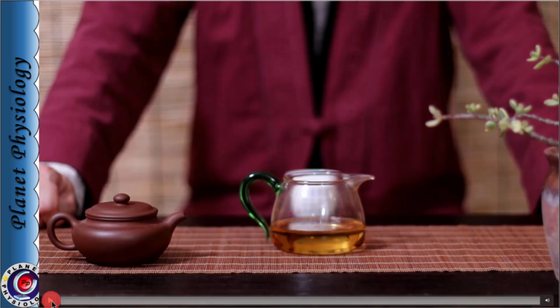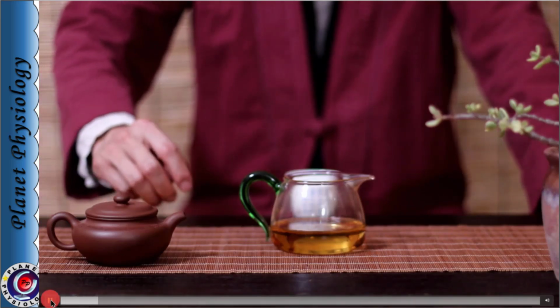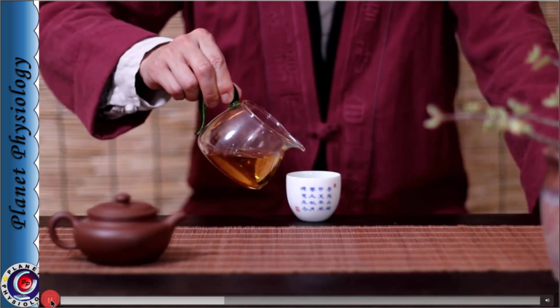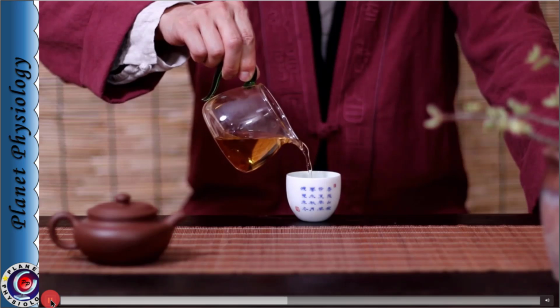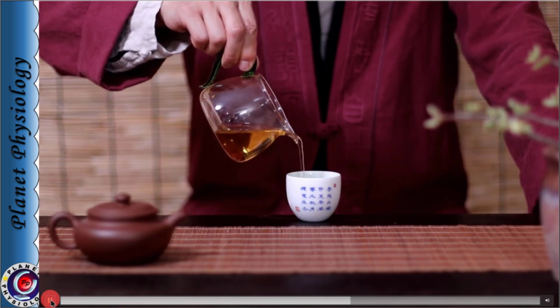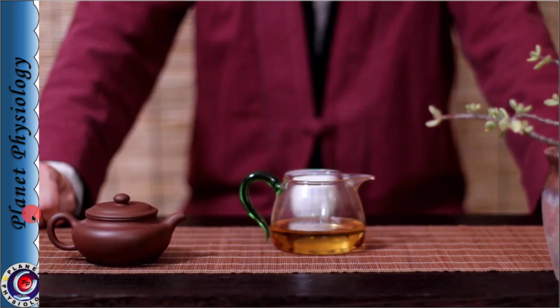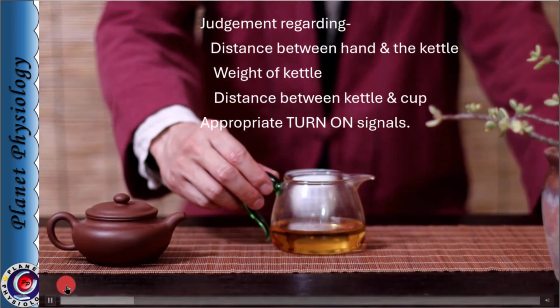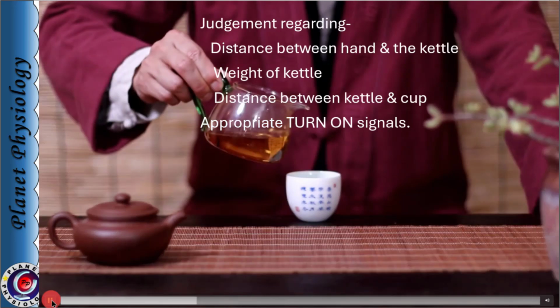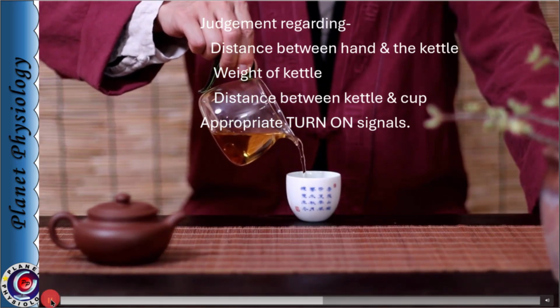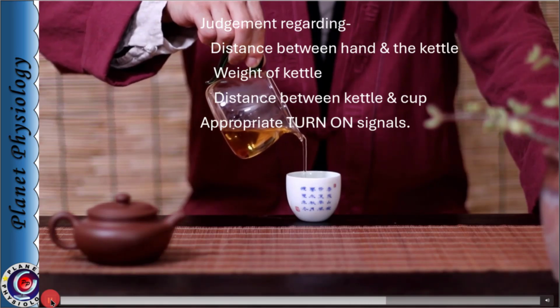Imagine you are picking up a kettle to pour tea in a cup. Even though the motor cortex initiates this planned action, the cerebellum plays a crucial role in perfecting it. It judges the distance between your hand and the kettle, estimates the weight of the kettle, and accordingly sends turn-on signals to the appropriate muscle groups to reach the kettle.